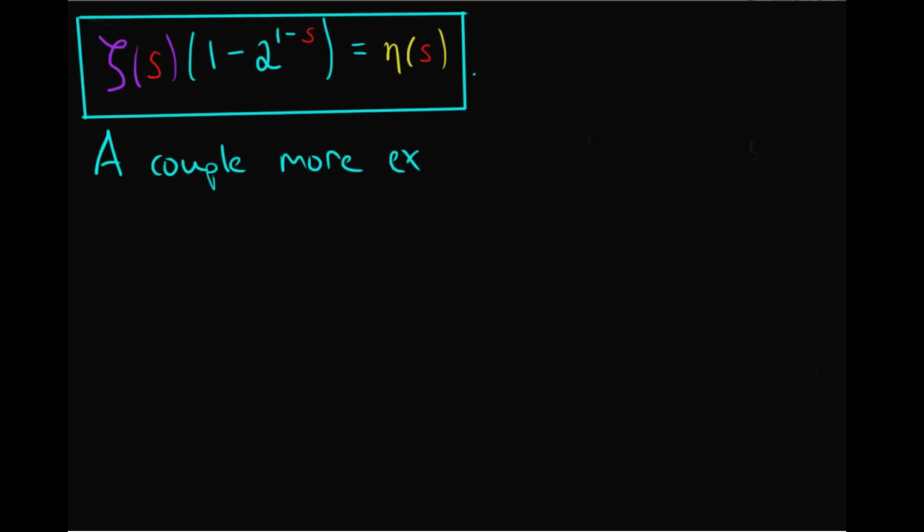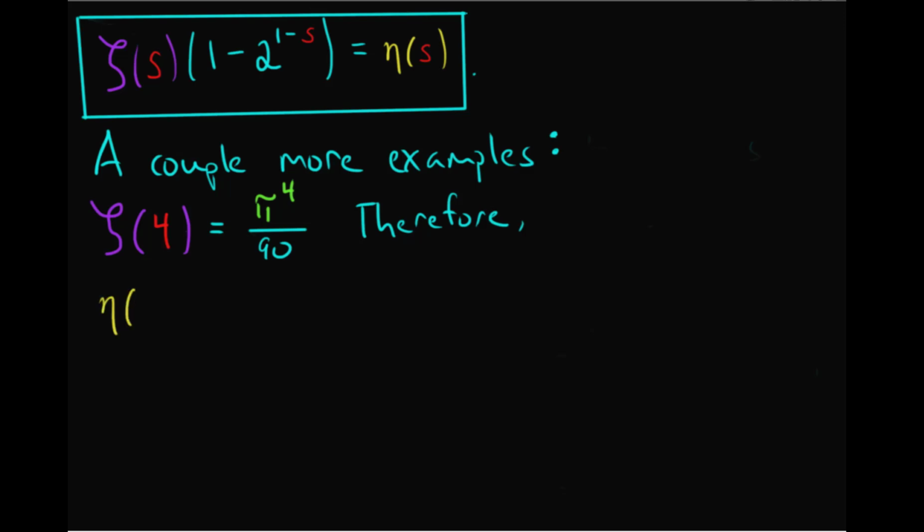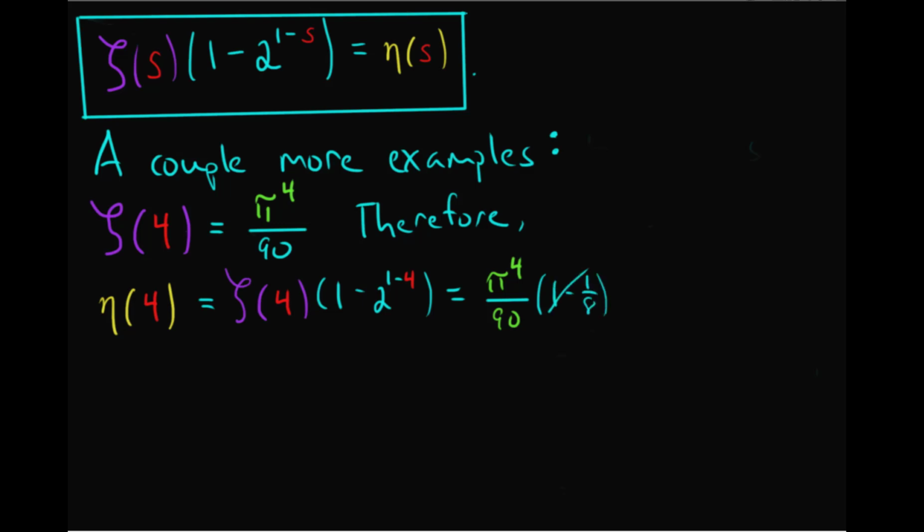Let's do a couple more examples. We found that zeta of 4 equals pi to the 4th over 90. Therefore, we have that eta of 4 equals zeta of 4 times 1 minus 2 to the power of 1 minus 4, or 1 minus 2 to the negative 3, which is pi to the 4th over 90 times 1 minus 1/8, or pi to the 4th over 90 times 7/8, which equals 7 times pi to the 4th over 720. All right, here's one last example.